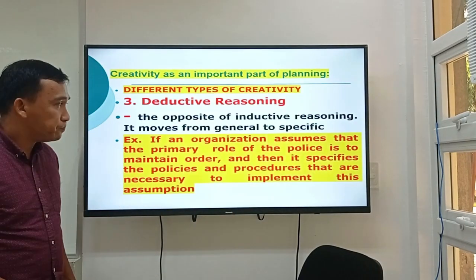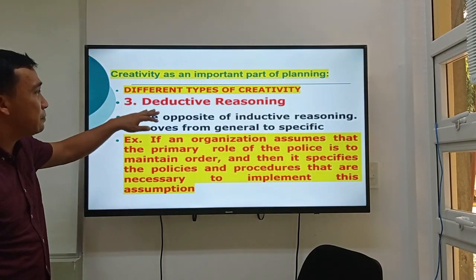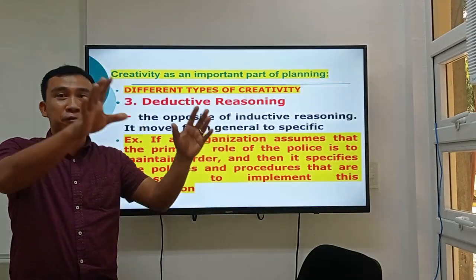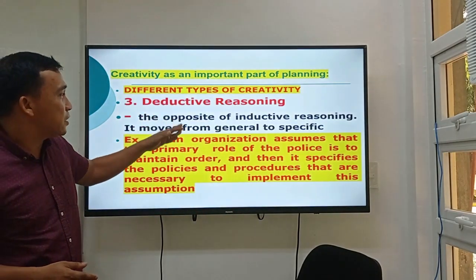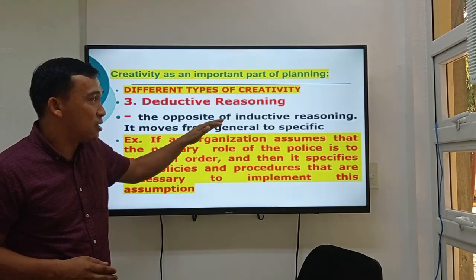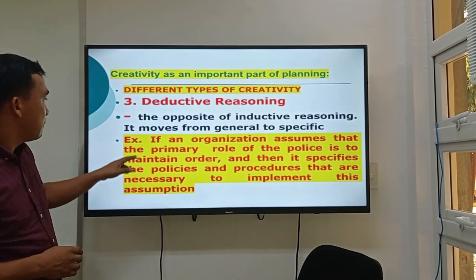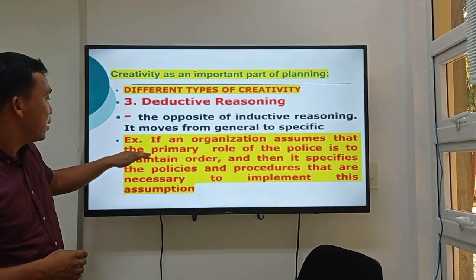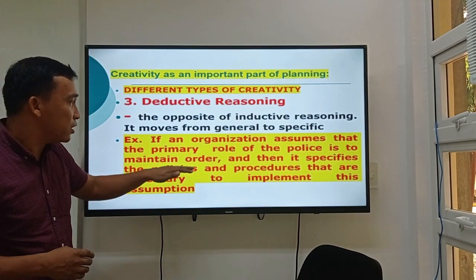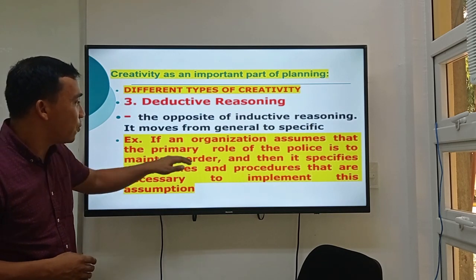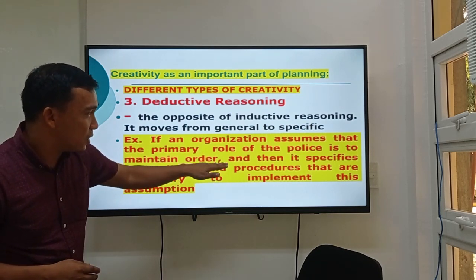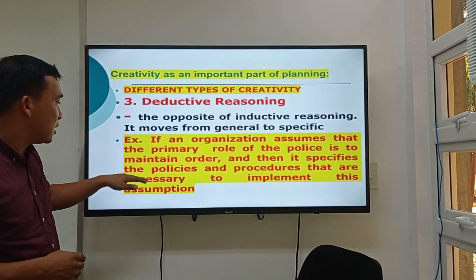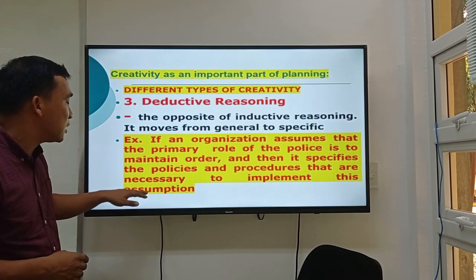Now, thirdly, is the deductive reasoning. Kung yung kanina is from specific to general, in deductive reasoning is from general to specific. Okay? Example, if an organization assumes that the primary role of the police is to maintain order, and then it specifies the policies and procedures that are necessary to implement this assumption.